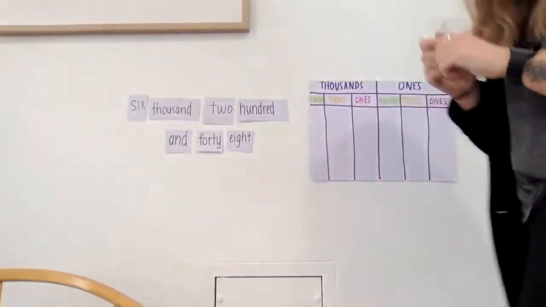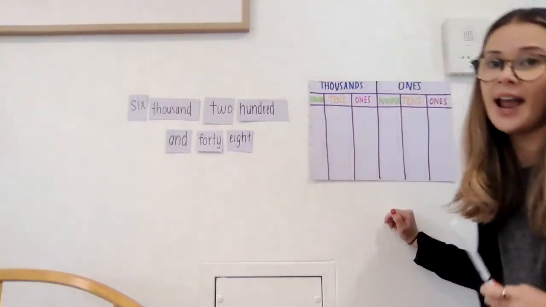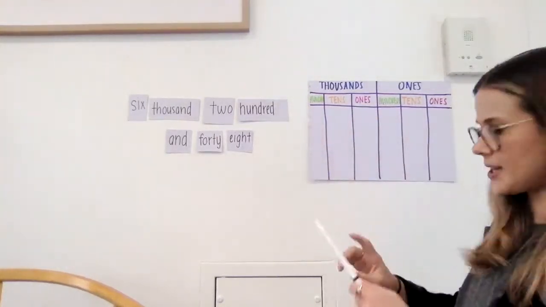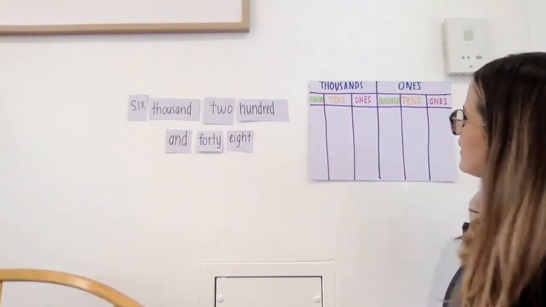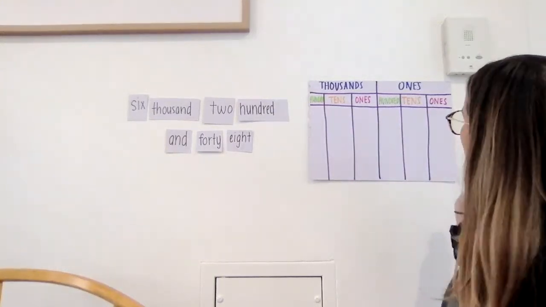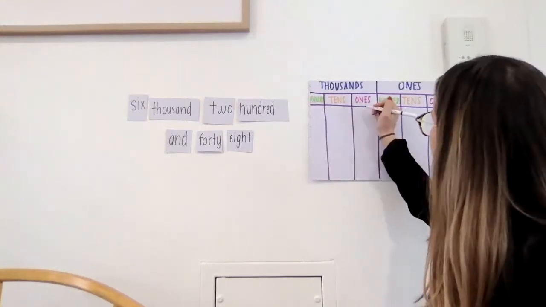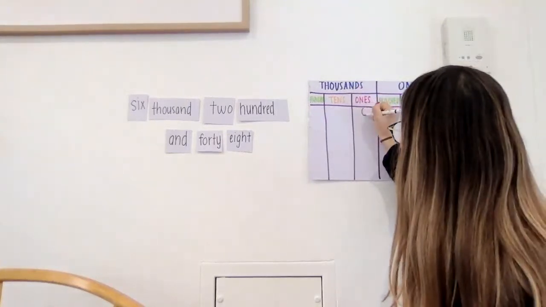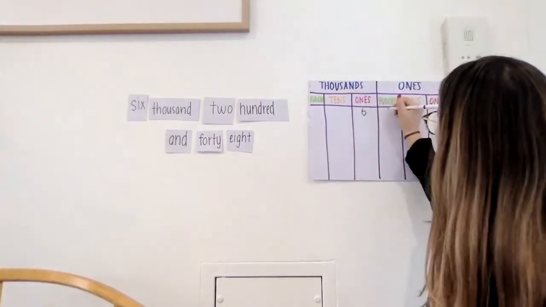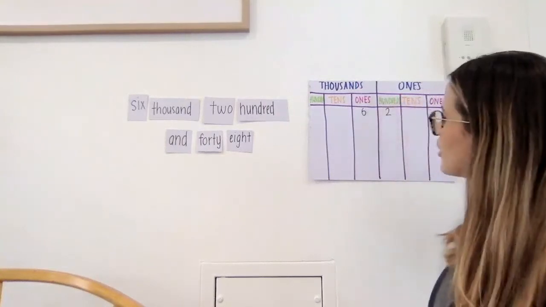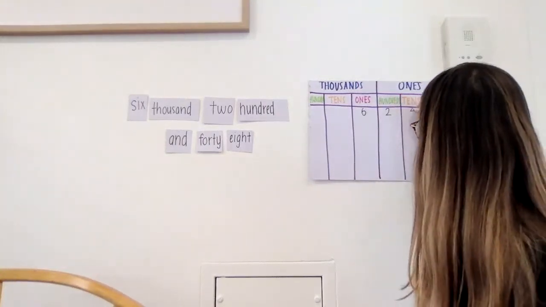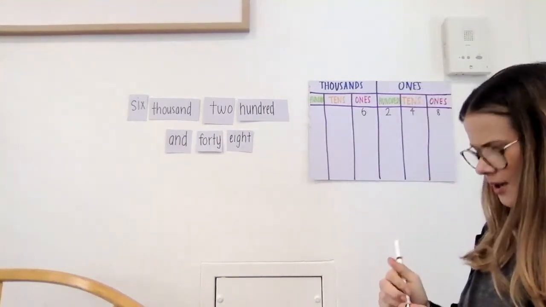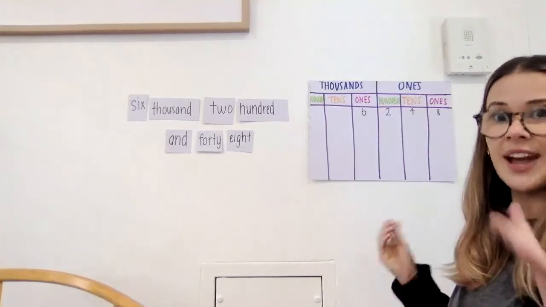So you're going to come over, you might do this with me. You might have created your own number. So we're going to write that correctly into our place value chart. 6,248. So I'm going to write 6,000 because it's not 60,000. 6,248. Now, that is correct. That is a number.